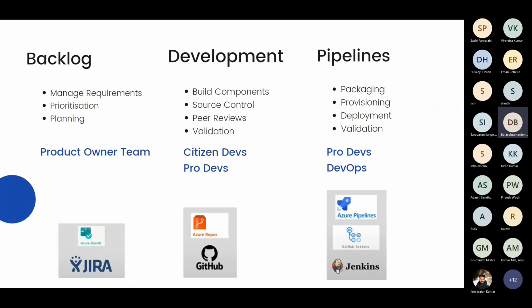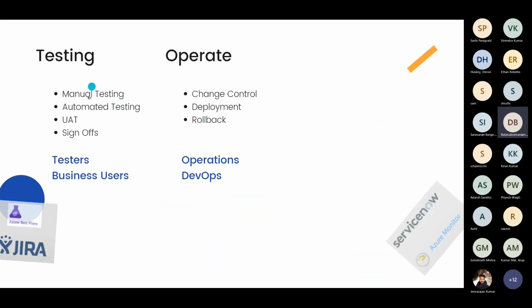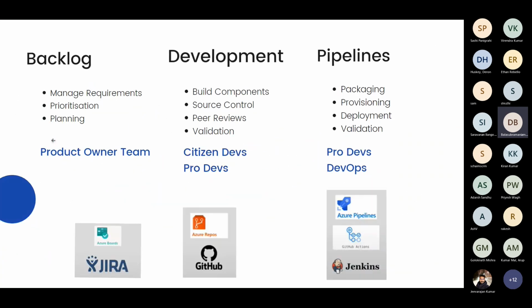And we'll see what all the ALM capabilities and tooling are available. As we mentioned, in the ALM process we have different steps and stages: backlog, development, pipelines, testing, and operation. These are the five main stages. In the backlog, we manage all the requirements, prioritize them, and do the sprint planning. All these activities happen in the backlog.